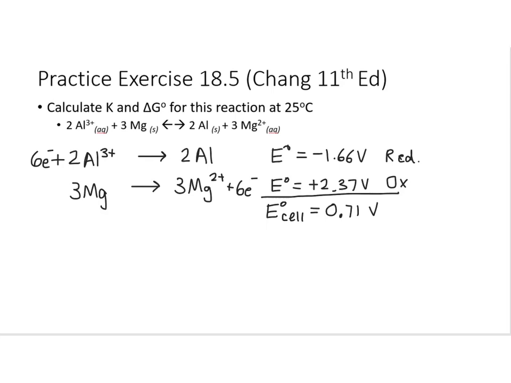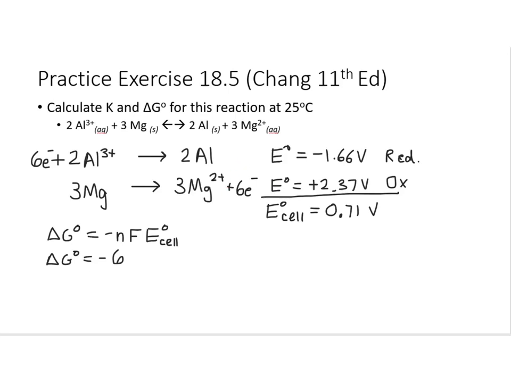So I know the cell potential. I can use this relationship to figure out the Gibbs free energy of the reaction. So Gibbs free energy at standard conditions is negative nFE. So n means the number of electrons exchanged. This is a little detail a lot of people forget to check. n is 6 in this case because there's an exchange of 6 electrons in the balanced reaction.